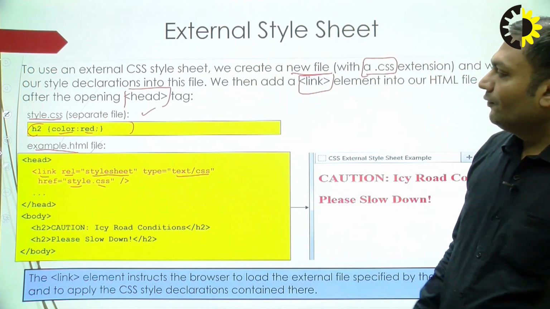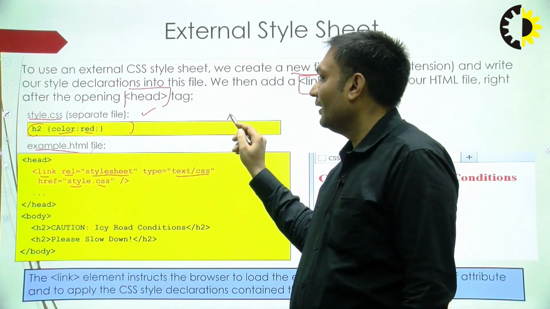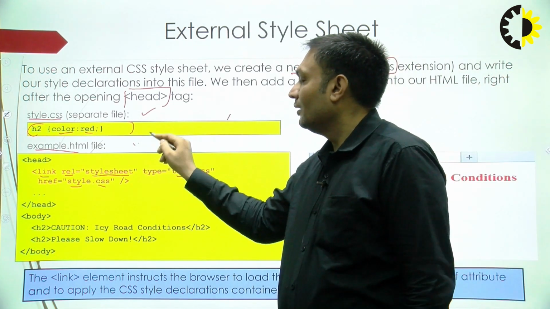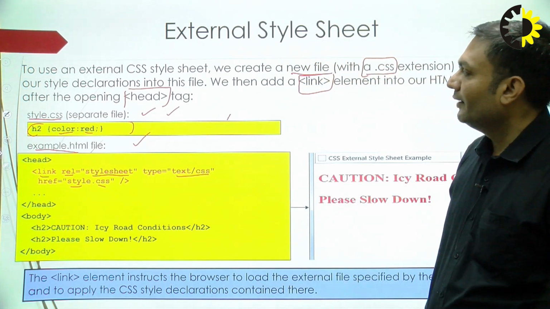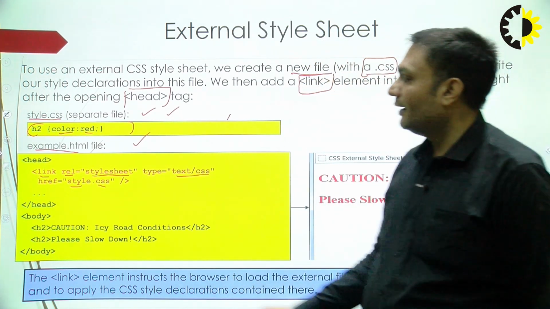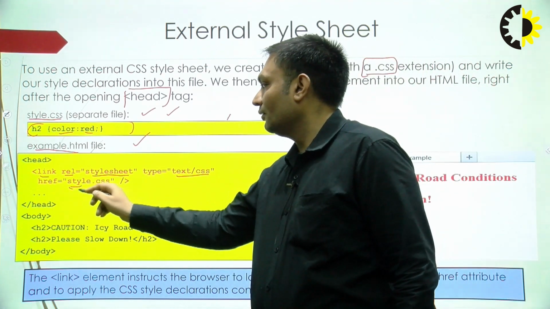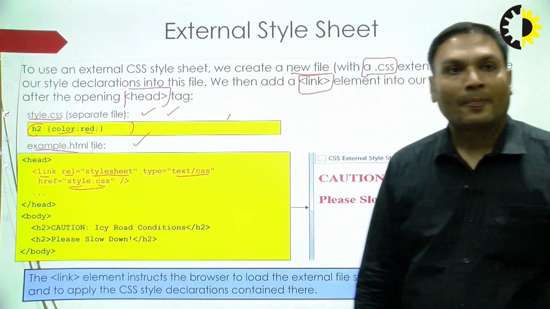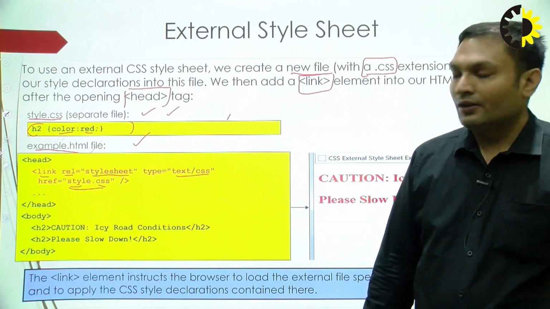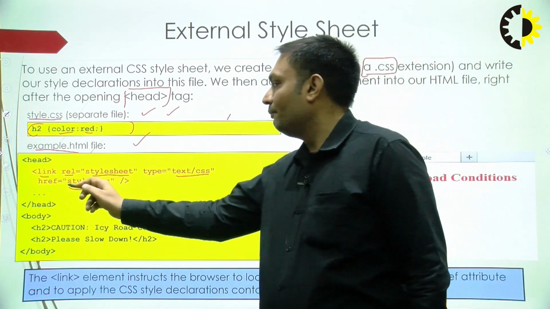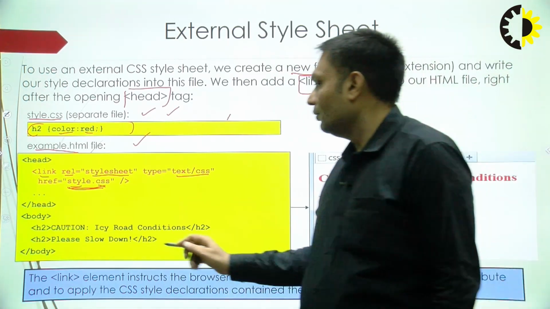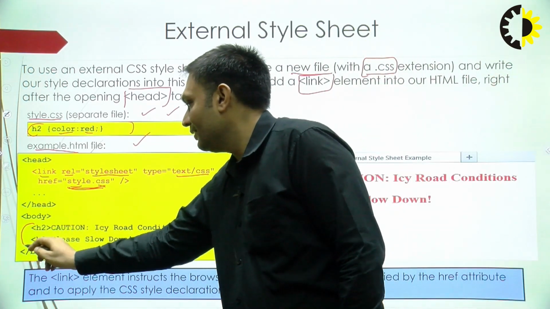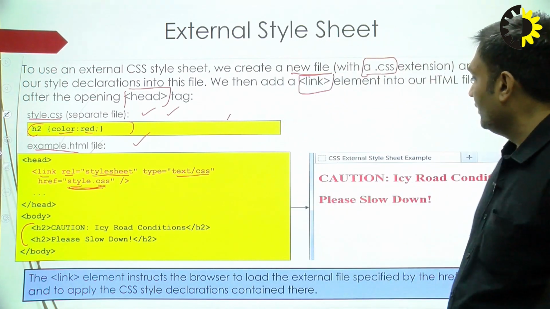Now, if both the files, example.html and style.css, are placed at the same location, we will write style.css only. If there is a different location, then we will give the complete path of this style sheet. Now, both h2 headings will change to the color red.